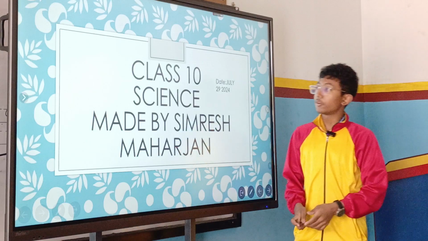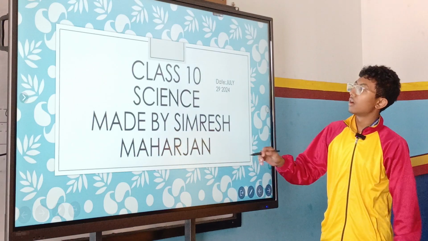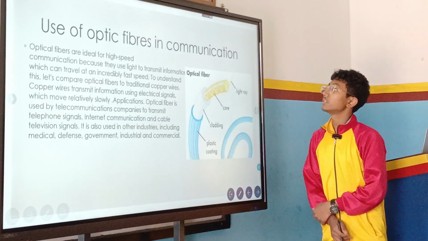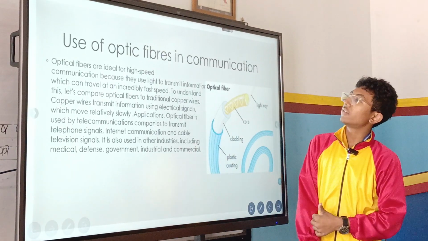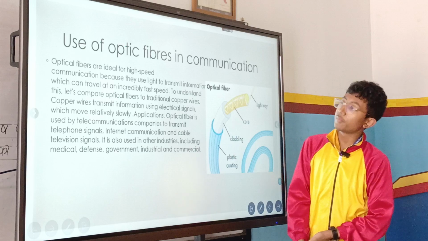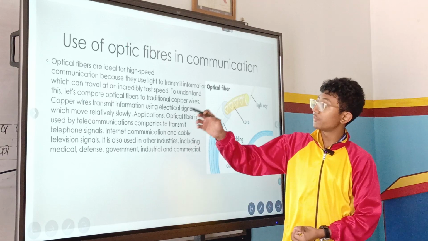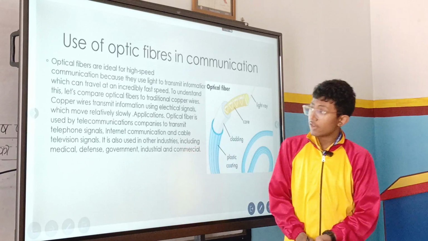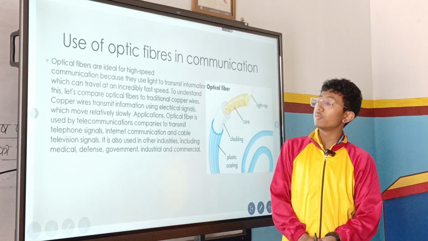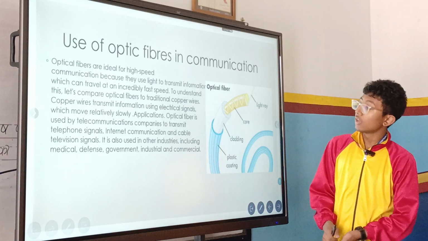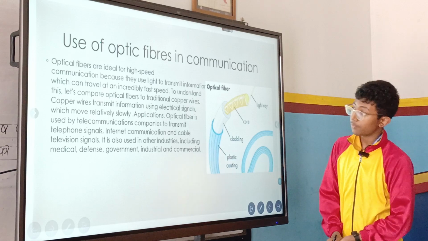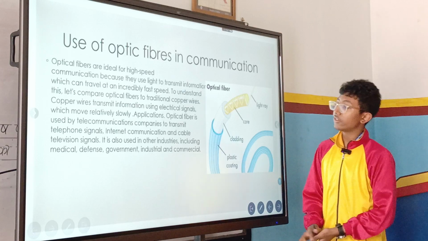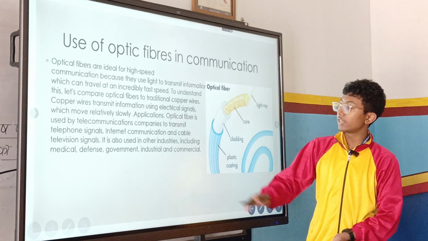Yes. Now everybody. Namaskar everyone. I'm going to explain the chapter of waves. Use of optic fibers in communication. Optic fibers are ideal for high-speed communication because they use light to transmit information, which can travel at an incredibly fast speed. To understand this, let's compare optical fibers to traditional copper wires. Copper wires transmit information using electric signals, which move relatively slowly. Optical fiber is used by telecommunication companies to transmit telephone signals, internet communication, and cable television signals. It is also used in other industries, including medical, defense, government, industrial, and commercial.